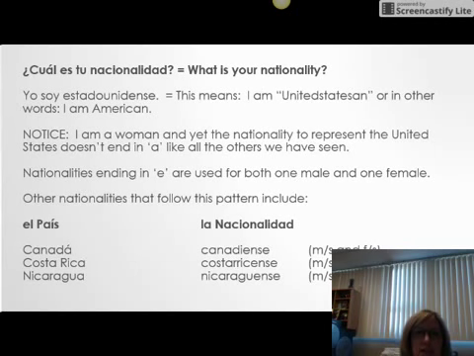Now if you notice, estadounidense ends in an E. So there isn't a masculine and feminine form of it. That reflects males and females. The same is true for these nationalities below. A Canadian is canadiense, whether he's a male or she's a female. A Costa Rican is costarricense, and it doesn't matter gender. Nicaragua, nicaragüense. Now, for this U, there should be two dots over it. I don't know how to make that symbol, but just so you understand that.